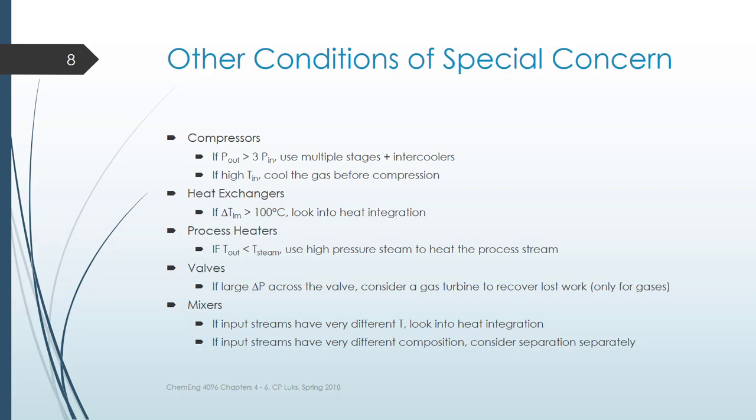And finally, mixers. If the two streams that you're mixing together have very different temperatures, again, look at the possibility of heat integration as a way of minimizing utility use throughout the rest of the plant. If they have very different compositions and you're then sending them later to a separator, you might want to look very carefully at maybe separating the streams separately as a more economical approach.